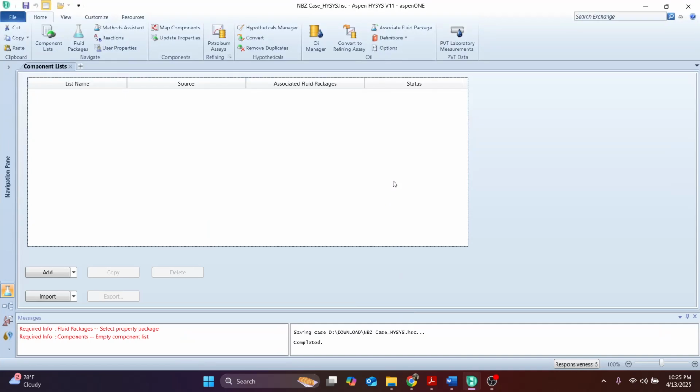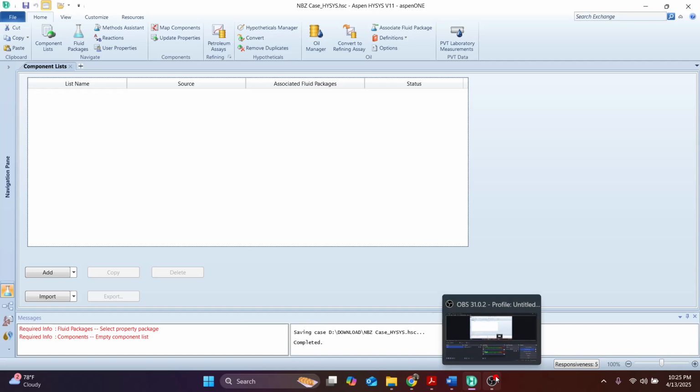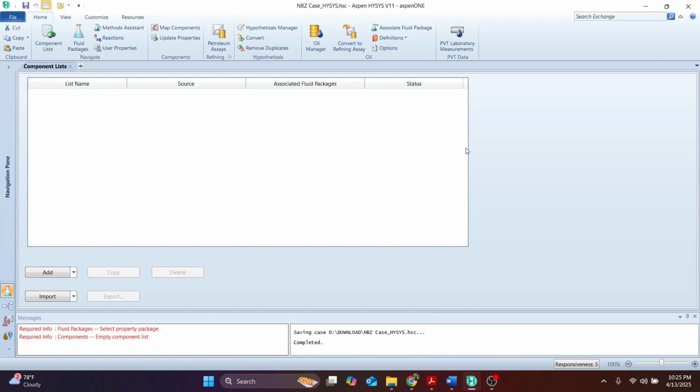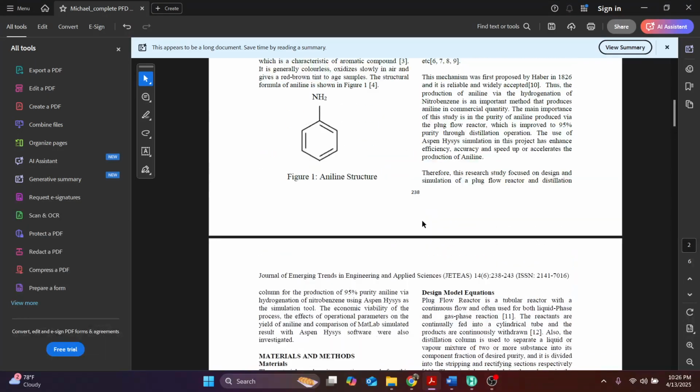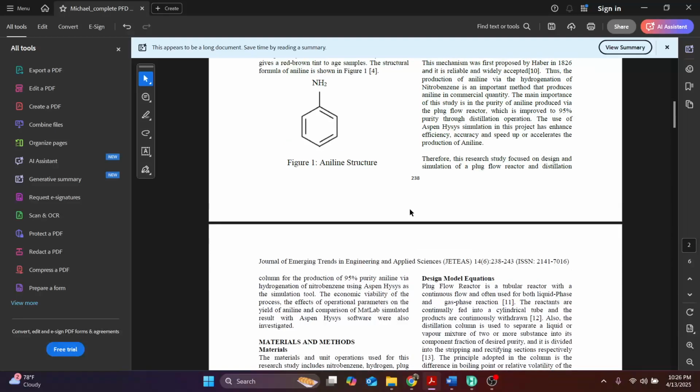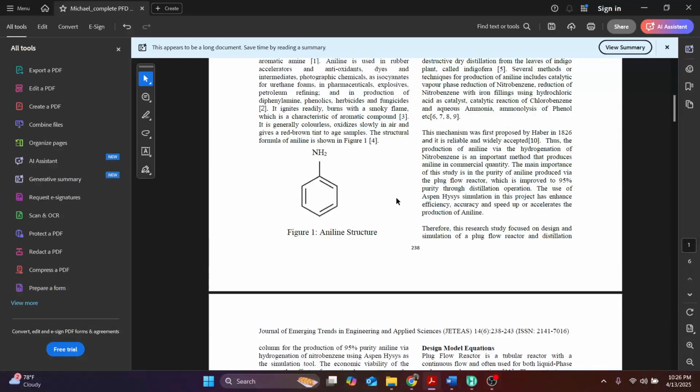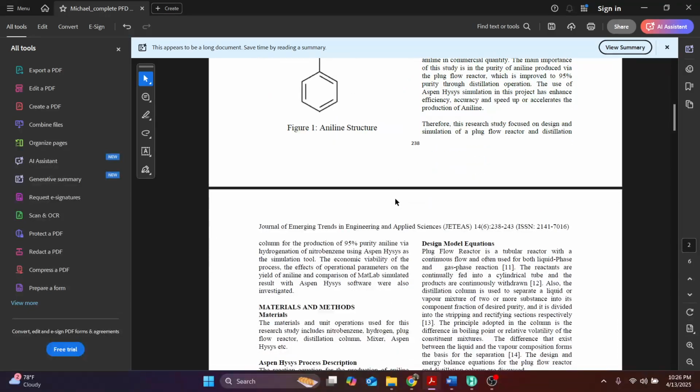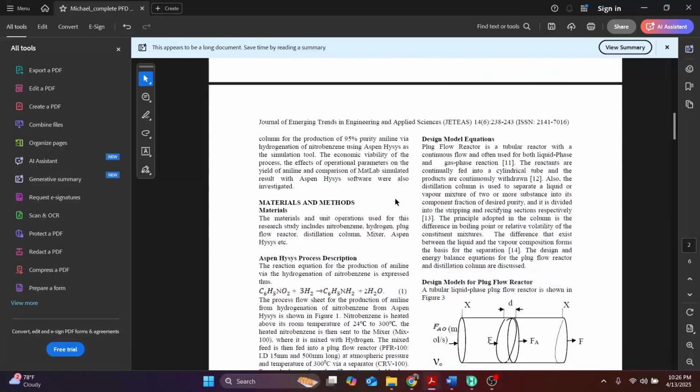Hello, fellow engineers. It's been a while since the last video, and we will be continuing our simulation case about nitrobenzene from the first part of the introduction. In this tutorial, we will simulate the case in a simplified manner so that we can get used to the interface and the overall flow in Aspen HYSYS.